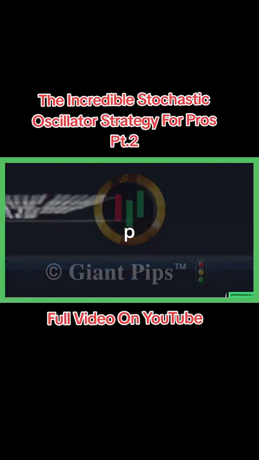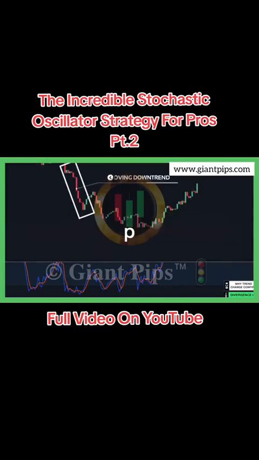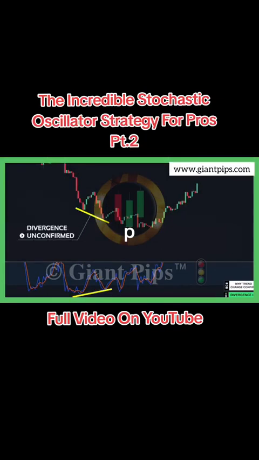So let's dive deeper into why you have to wait for the trend change price action confirmation. You have a moving downtrend. Price makes a divergence, but without trend change price action, you get a slight pullback before price continues on downwards.